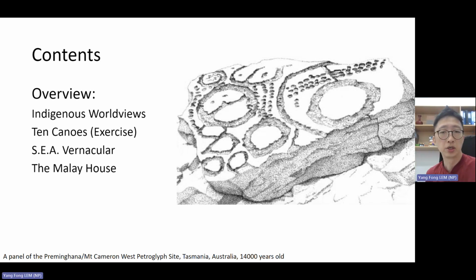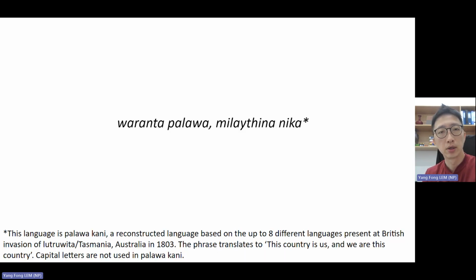So the image itself, this is from Tasmania, Australia, 14,000 years old, apparently. So the mark making. If you look at a piece of rock like that with engravings and marks, the question is, what do they stand for? What do they mean?